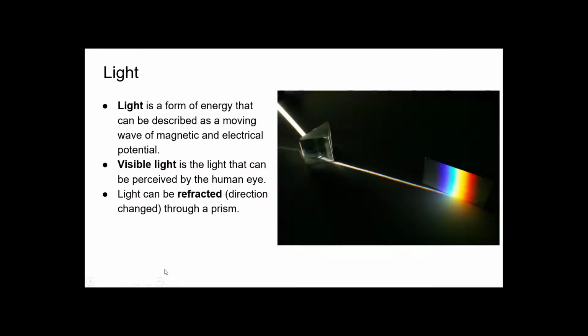So light is a form of energy, and it's described as a moving wave of magnetic and electrical potential. We're going to expand on that later. Visible light is exactly what it says, what we can see with the human eye. And we just see white light. But when you put a prism up to a certain light and put the beam through, you actually see a rainbow, think about rain and a rainbow. It separates. So this white light will separate into the different colors based on its wavelength, and I'm going to get into what wavelength is.